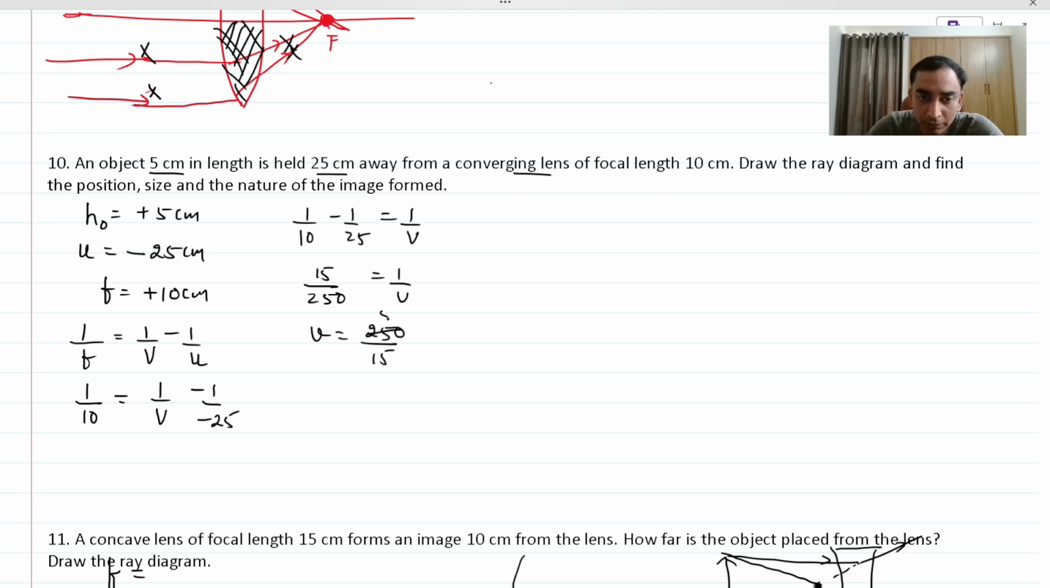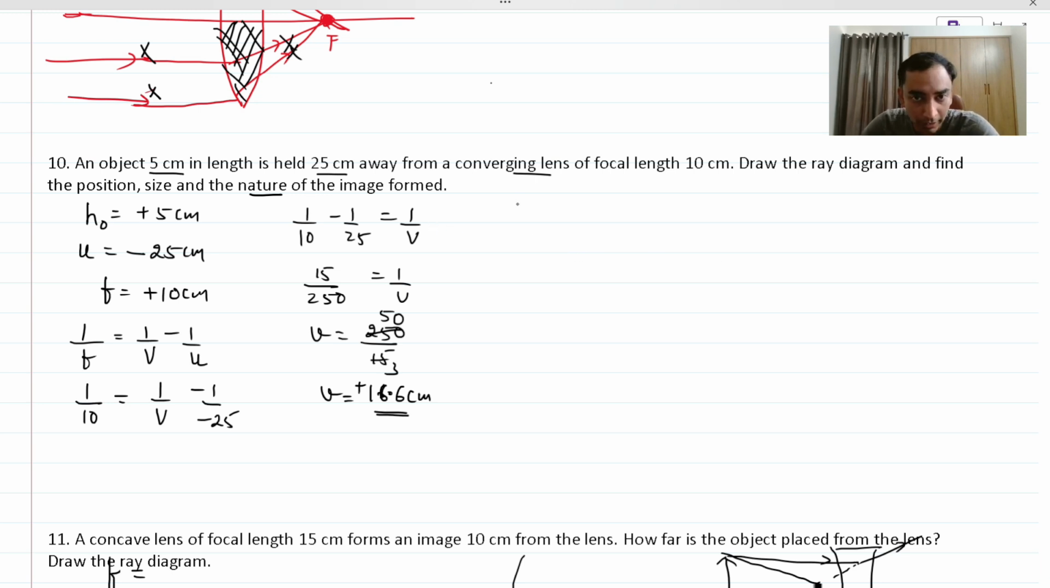So basically 5 fives are 25, 5 threes are 15. This is 16.6 because 16 threes are 48. So 16.6 centimeters would be roughly the image distance. Now the image distance is coming positive. That means the image is formed on the right-hand side of the lens, the opposite side of the lens. Now the nature of the image is real and inverted.